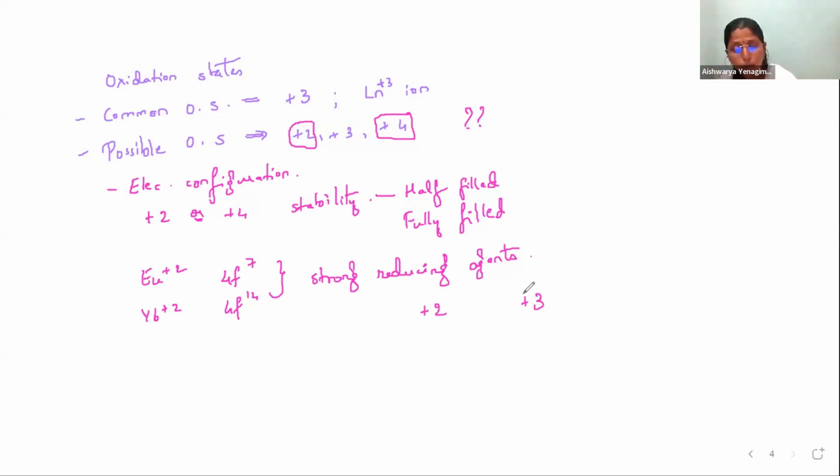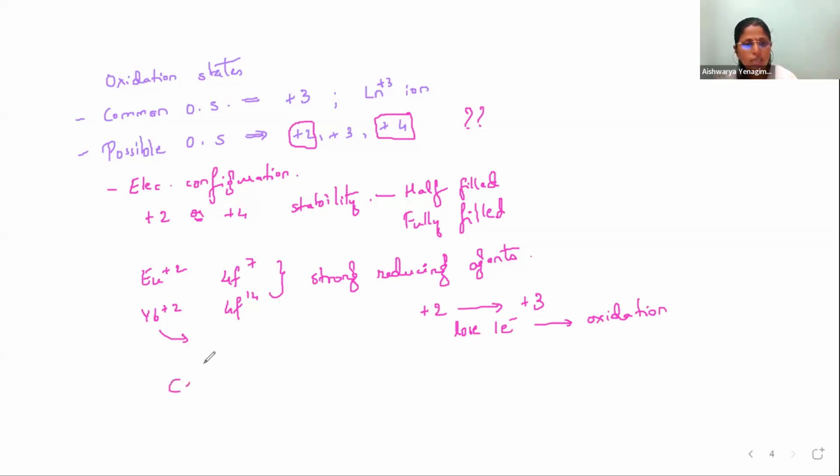If they want to go from +2 to +3, how can they do it? In the +2 state, it should lose one electron. Losing an electron is what? Losing an electron is oxidation. It means it itself gets oxidized. These ions themselves get oxidized and they will reduce others. They itself get oxidized and they will reduce others. Therefore, they are called strong reducing agents. Getting my point? Apply the same thing here.